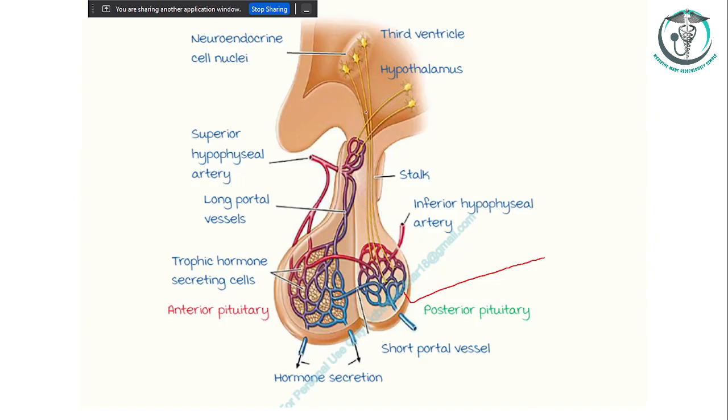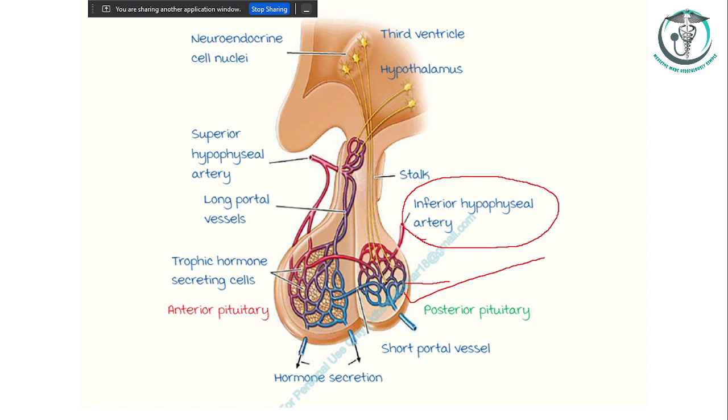Once these hormones are synthesized, they are transported through the axons of these neurons all the way back like that, and then they are stored towards the terminal end of these neurons. When it is time to release these hormones, oxytocin and vasopressin, they will be released into the portal system known as the inferior hypophyseal portal system.